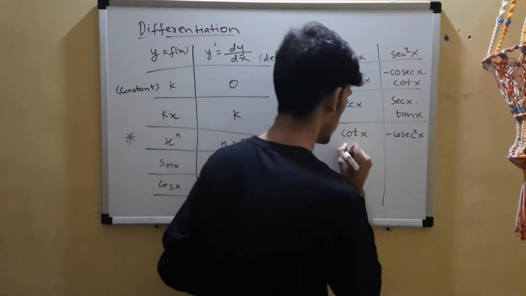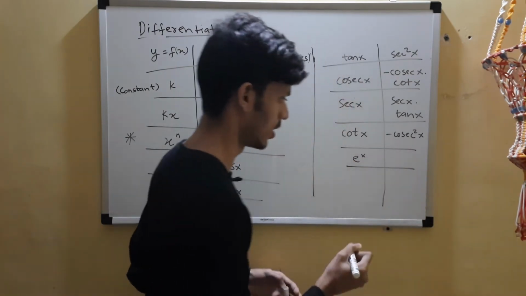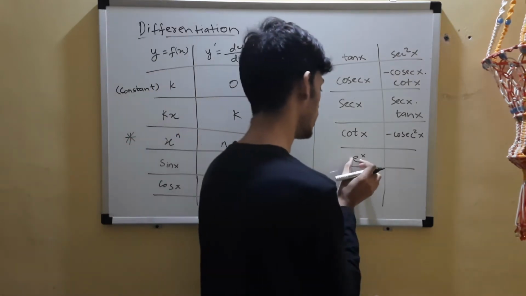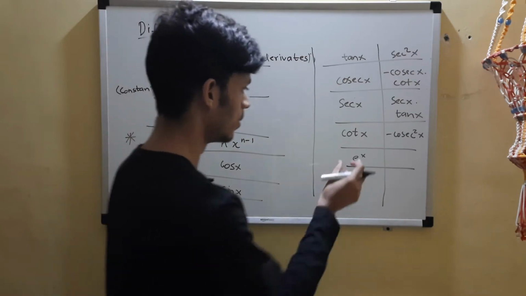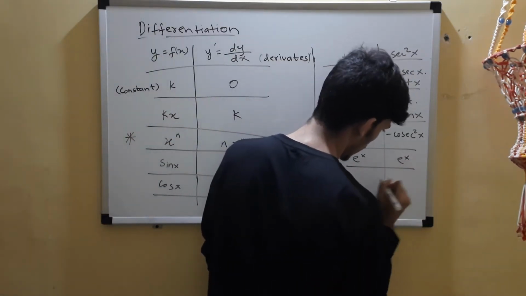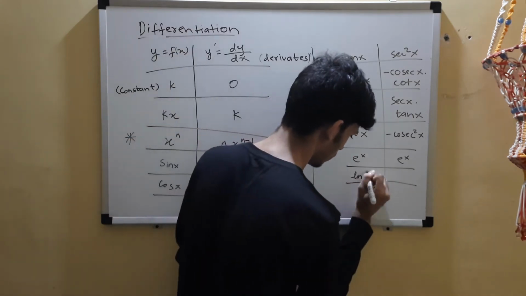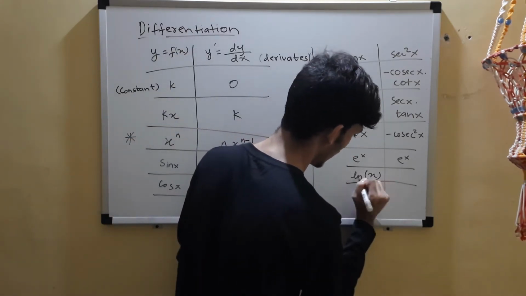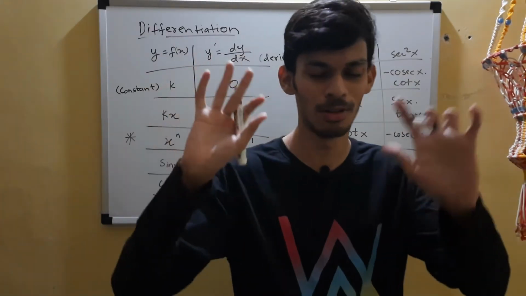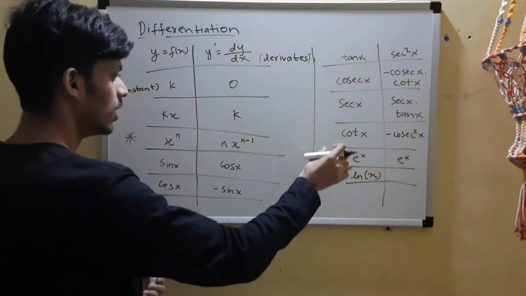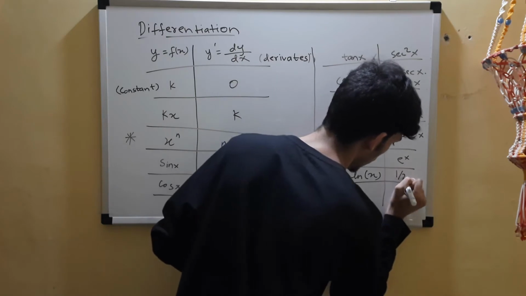And two more functions: e to the power x, the exponential function. This is a specified value, 2.718281828. So its derivative is the same, e to the power x. And one more, last one for the day: ln of x, which is natural log. These two are inverse functions. If you don't know, don't worry. So e to the power x gives e to the power x, and ln of x will have 1 by x.